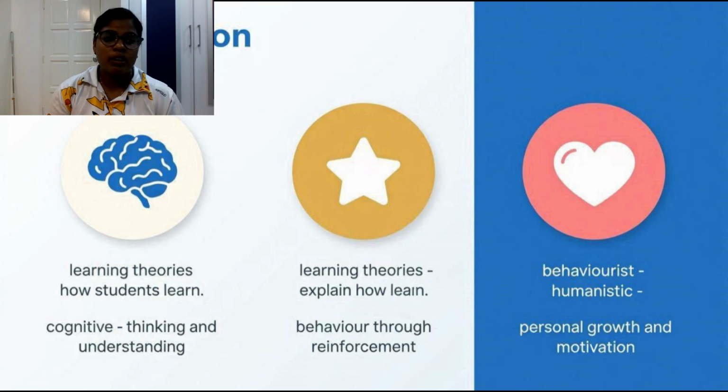In today's presentation, I will explain three major learning approaches. First is the cognitive learning theory, which focuses on thinking and understanding. Second is the behaviorist learning theory, which focuses on learning through reinforcement and change in behavior. Finally, we will explain the humanistic learning theory, which focuses on personal growth, emotions, and motivation. I will also discuss the strengths, limitations, and classroom application of each theory, and compare them at the end of the presentation. Let me begin with the cognitive learning theory.